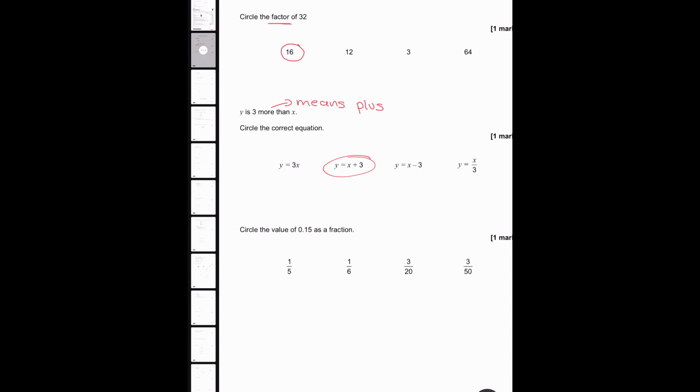Question 3 is asking us to convert 0.15 to a fraction. Since we have two numbers after our decimal point, we can write it as over 100. This gives us 15 over 100. Now let's simplify our fraction. Divide both numbers by 5 and we get 3 over 20.